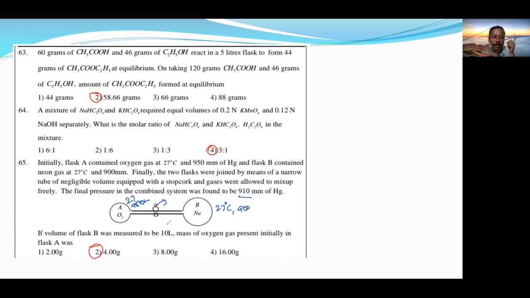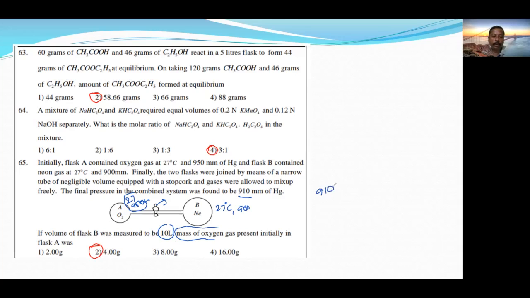If the volume of B is measured to be 10 liters, then what is the mass of the oxygen present initially in flask A? The volume of flask B is measured, and you have to find the mass of the oxygen initially in A, at 27 degrees and 250. It is a very simple question if you solve it in the technical way.